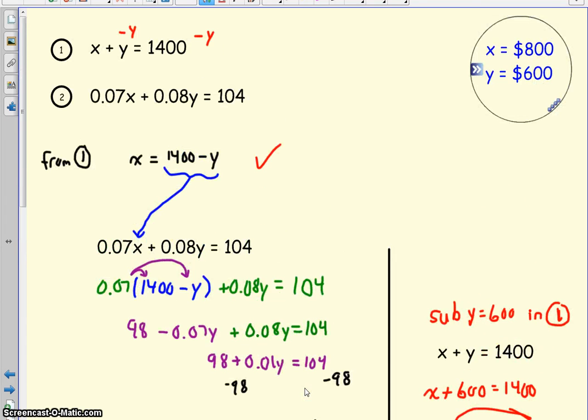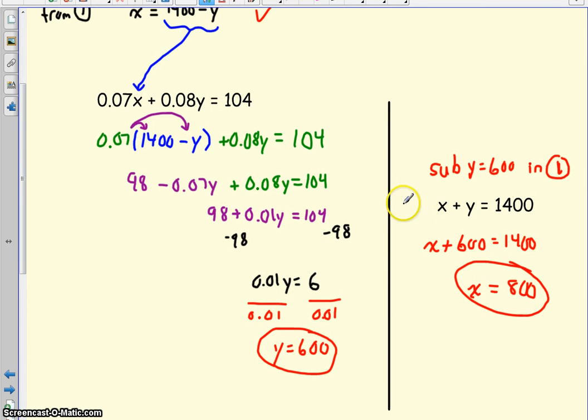So what you then do is go back to one of the two original equations, the one of your choice. I personally, in this case, would choose the first one. It's a lot easier to work with. And so there it is down here. And I sub my answer for y, $600, into there. So I get x plus 600 equals 1400, so x is $800. Remember on a word problem on a test, you need to write a concluding sentence, so write your therefore statement with your solutions in there, and then you're good to go.